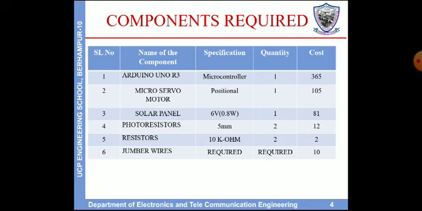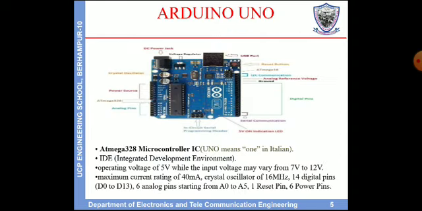Now, what are the basic components required to develop this project? The main component is the Arduino Uno R3, which is used as a microcontroller to control the system and various functions. Then a micro servo motor of positional type is used to rotate the solar panel. The main component, the solar panel, is also used, and some photoresistors are used here. The photoresistors act as sensors to observe the sun position, and a few resistors and connecting or jumper wires are also used.